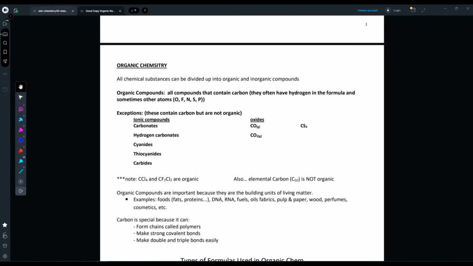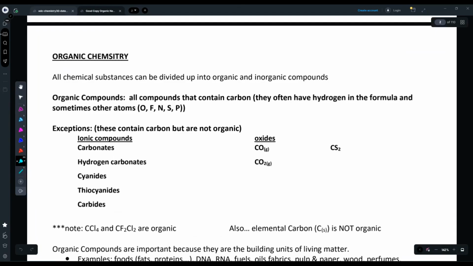Okay. So in organic chemistry, which is not to be confused with inorganic chemistry, all substances can be divided up into organic and inorganic compounds. What we're mostly concerned about is organic compounds. Those are going to be all the compounds that contain carbon, and they often have hydrogen in the formula as well. And sometimes we get some other atoms such as oxygen, fluorine, nitrogen, sulfur, and phosphorus.